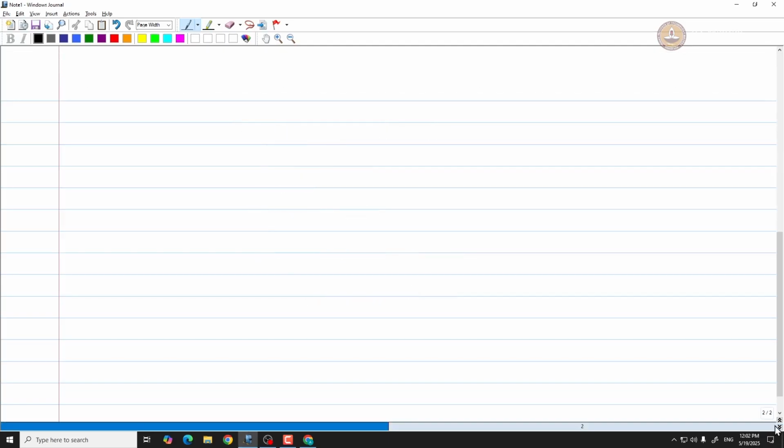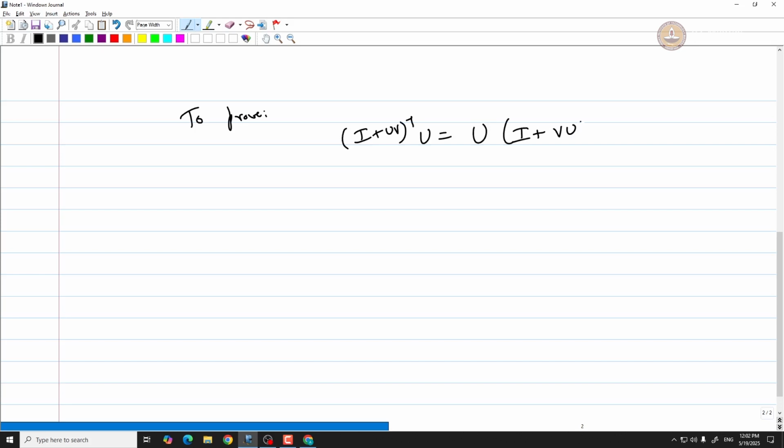Let's look at that very quickly. What we have to prove is that (I plus uv) inverse times u is the same as u times (I plus vu) inverse. A lot of people start cancelling. You can't do all that. You can't multiply by u inverse, because you don't even know if u is invertible. So it is very complicated to figure out what to do here.